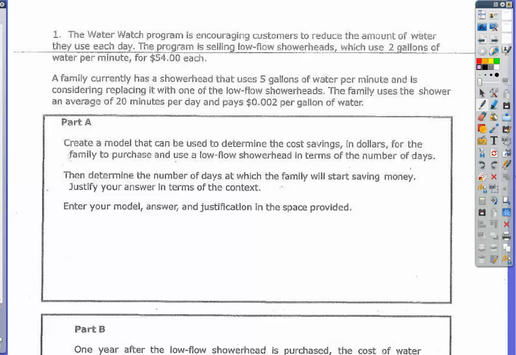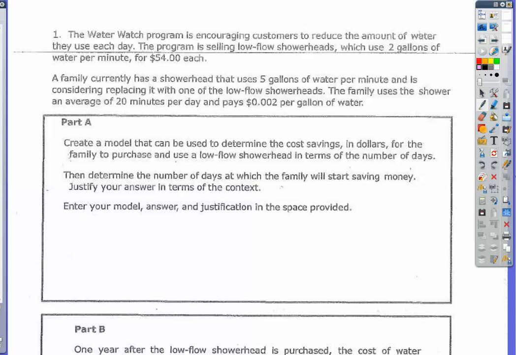Here we go. The Water Watch program is encouraging customers to reduce the amount of water they use each day. The program is selling low-flow shower heads which use 2 gallons of water per minute for $54 each. A family currently has a shower head that uses 5 gallons of water per minute and is considering replacing it with one of the low-flow shower heads. The family uses the shower an average of 20 minutes per day and pays $0.002 per gallon of water.